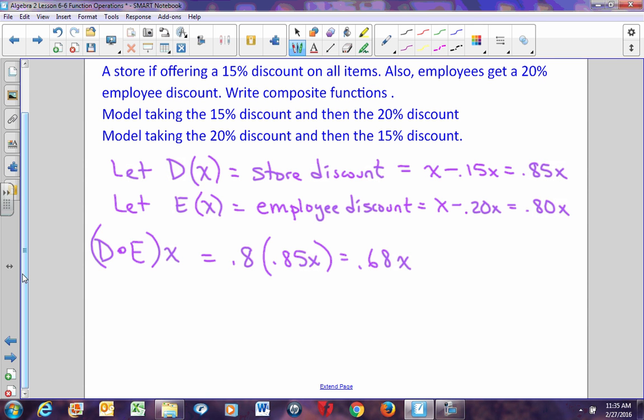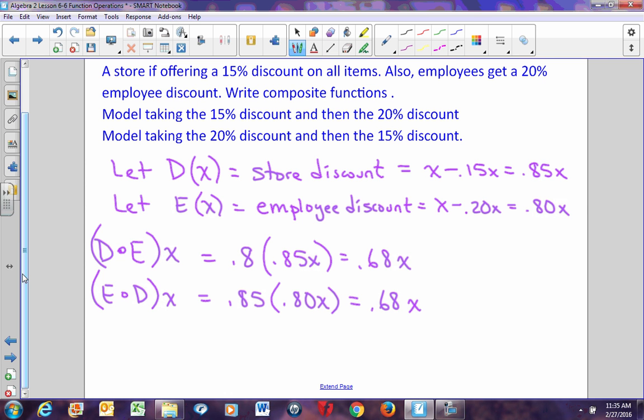And let's do the other way. Let's do e of d of x. Now we're going to do d of x, which is 0.85x, on the inside, times 0.80 on the outside, which in this particular case, since you're multiplying the same numbers, ends up being the same thing, 0.68x. It doesn't always work that way.